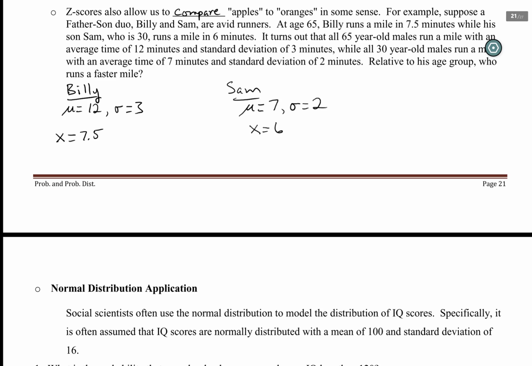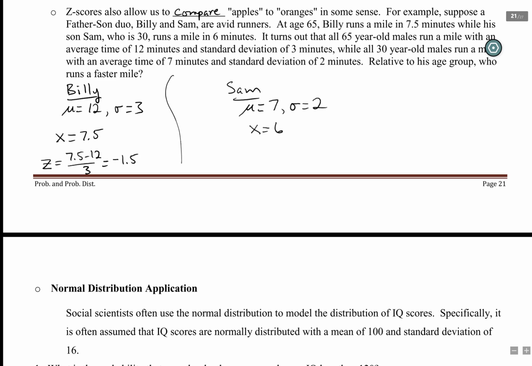But Billy, Dad, comes along and says, yeah, son, you're faster than me, but relative to my age group, I might be faster than you. Let's see how we can tell. We can compute z-scores for both Billy and Sam. The z-score for Billy is 7.5 minus 12 over 3. You should get negative 1.5. What does that mean? Billy is 1.5 standard deviations faster than the average for his group. That's considerably faster with respect to his group.